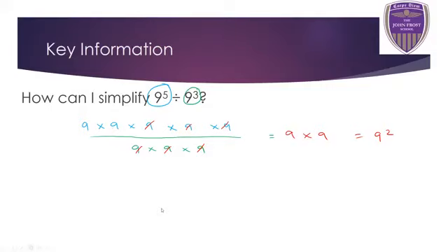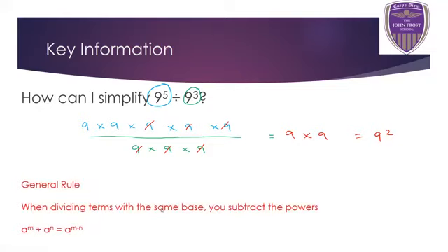That brings us on to the next rule that we need to learn. Copy this one down: when dividing terms with the same base, you subtract the powers. That's what's happened here. 9 to the power of 5 divided by 9 to the power of 3 is 9 to the power of 2, because 5 minus 3 is 2. As long as the base numbers are the same, these rules will apply every time. When we're multiplying, we add the powers. When we're dividing, we subtract the powers.